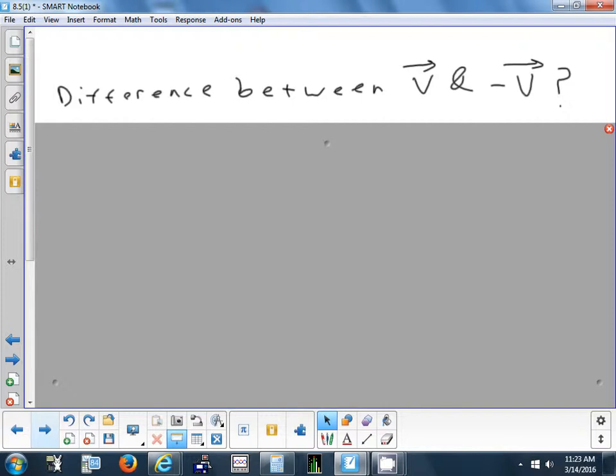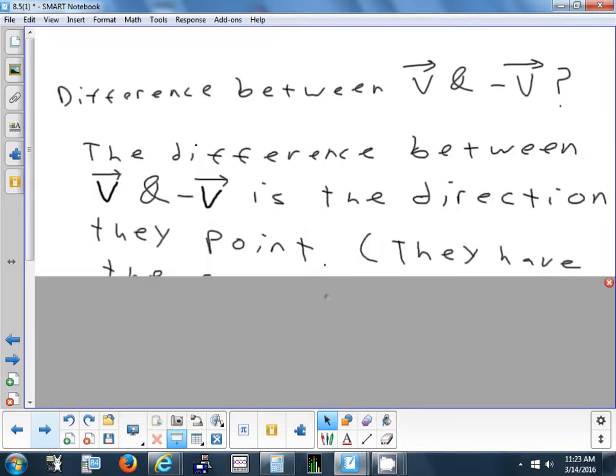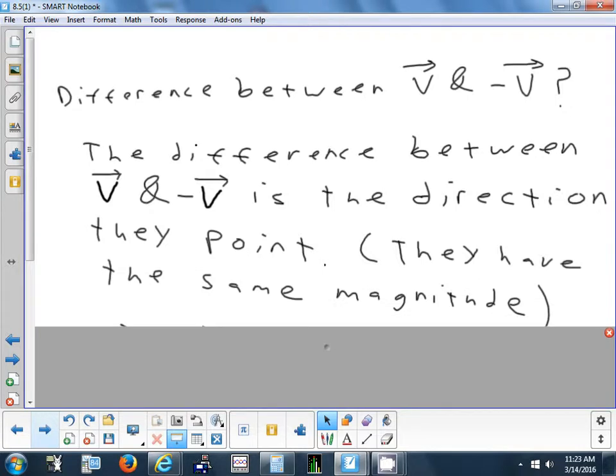All right, what's the difference between these two vectors? Okay, so visually, what does that mean? Opposite directions. Yeah, they point in opposite directions. What's the same about these vectors? Derek, what's the same about them? The same about them is they're both the same magnitude. Yeah, they're the same magnitude. So the difference is the direction they point. Specifically, they point in opposite directions.